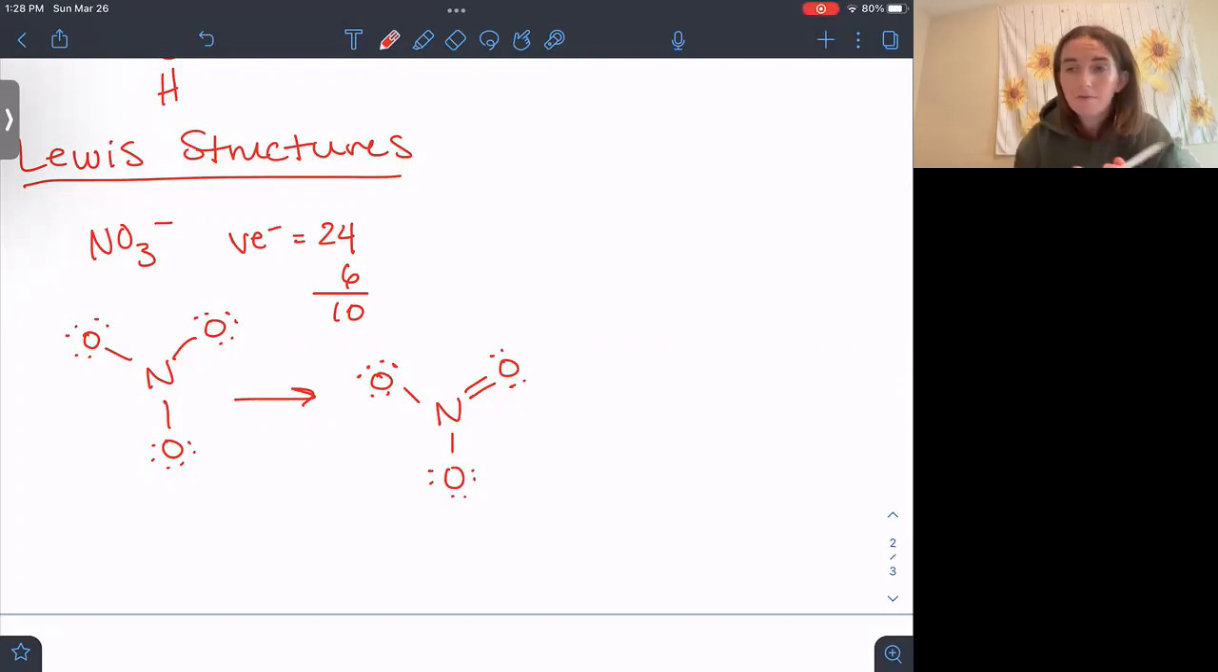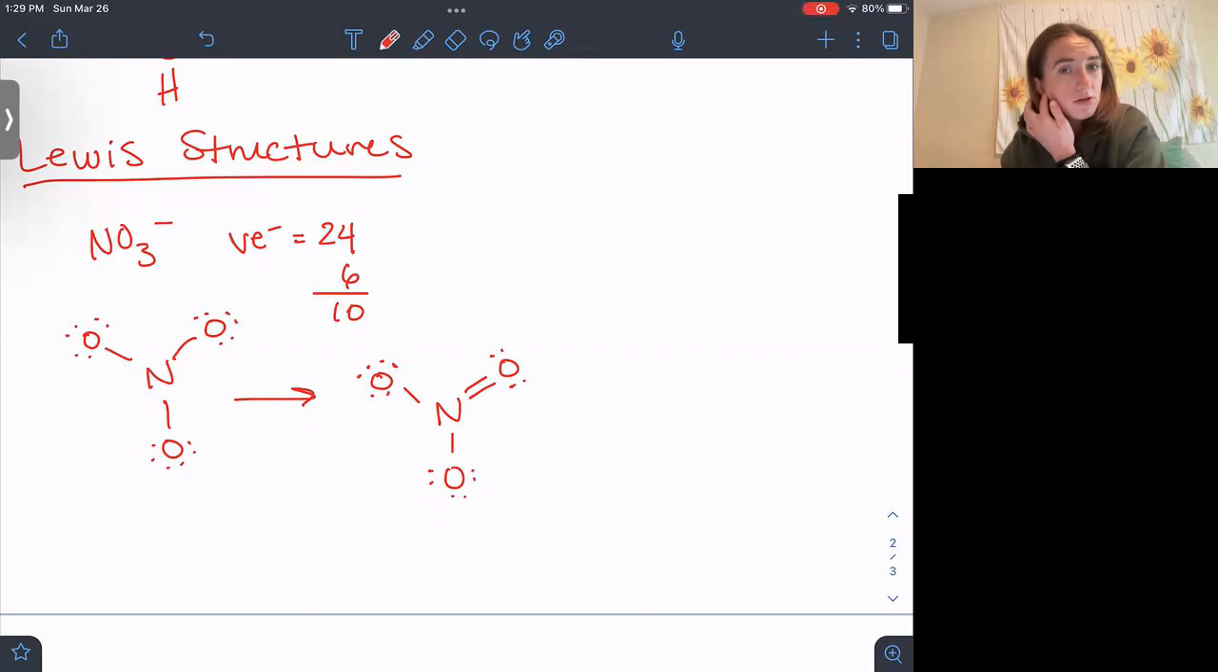So you always want to fill your outside atoms with electrons first. And so since we did that for oxygen, all 18 were used. And so there are no extra electrons to put as lone pairs on the oxygen or on the nitrogen. We had to take one of the lone pairs from oxygen and use that as a double bond to make nitrogen a full octet.